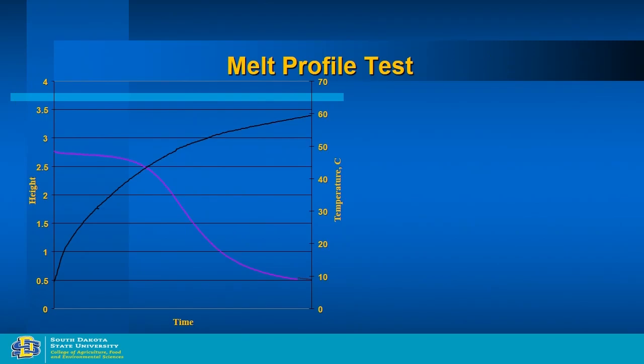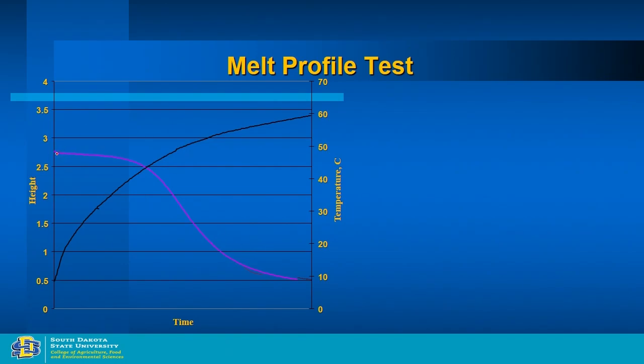So this is the data you collect. Height is decreasing, that's the pink line, and the temperature of the cheese keeps increasing from 10 degrees Celsius to 60 degrees Celsius. The numbers may be different for different cheeses, depending upon what kind of cheese it is and what kind of functionality it's going to go through. So you get this. From this, we thought there are three regions here.